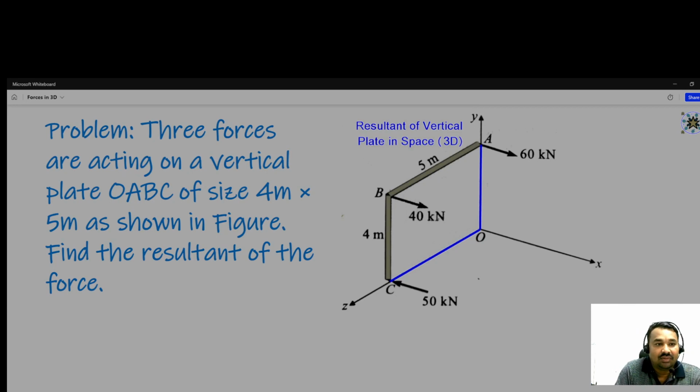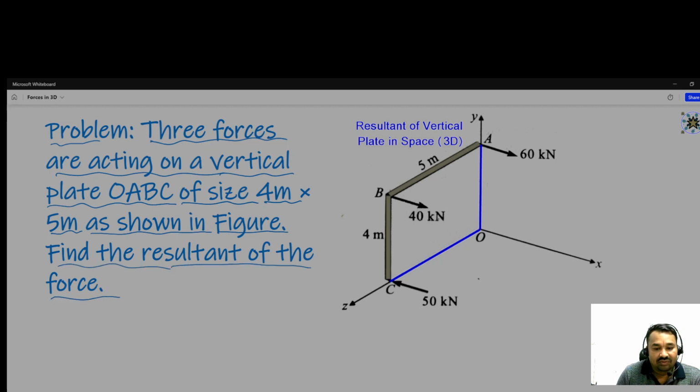Let us solve this problem. The problem statement is here. Three forces are acting on a vertical plate. The plate named OABC is of size 4 meter and 5 meter as shown in the figure. Find the resultant of the force. So what we have to find out here is the resultant of the force.